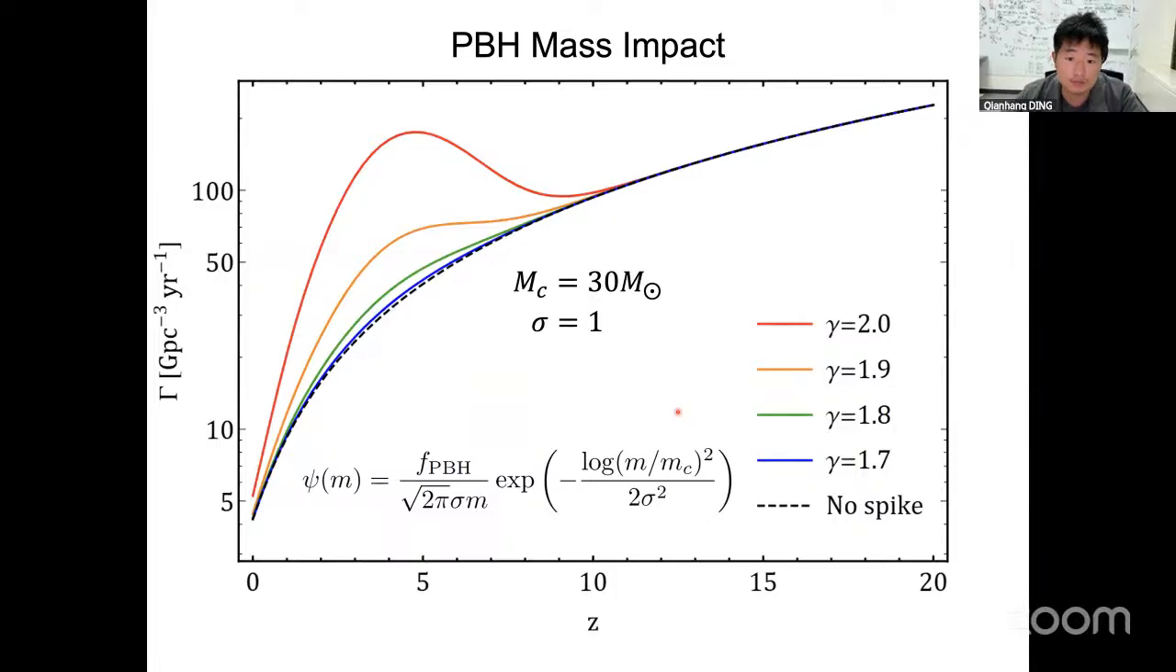And also, in general, for PBHs we always think about a normal-type distribution, for example, 30 solar mass with a mass variation of sigma equal to 1. And we can also obtain similar merger rate behavior with redshift.